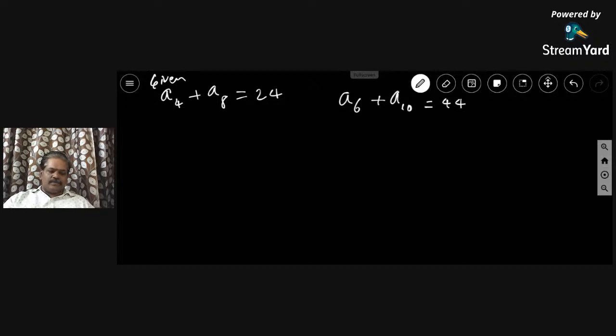The same 16th problem is there. The sum of the 4th term and 8th term of an AP is 24. That is A4 plus A8 is 24. This is given. The given data is 4th term plus 8th term equal to 24. And one more condition is that the 6th term plus 10th term is 44. Then find the first 3 terms, that is A1, A2, A3.